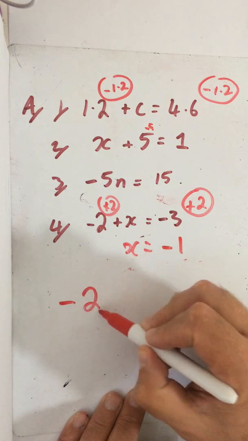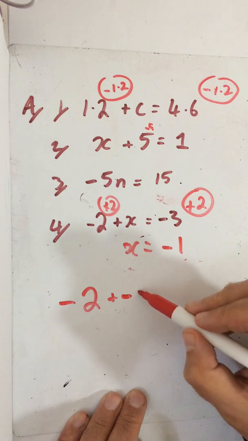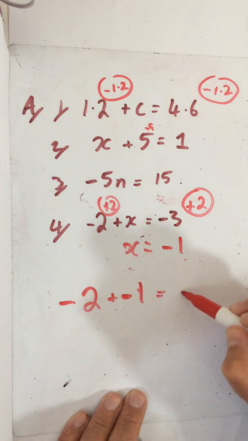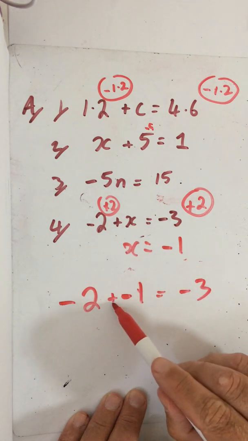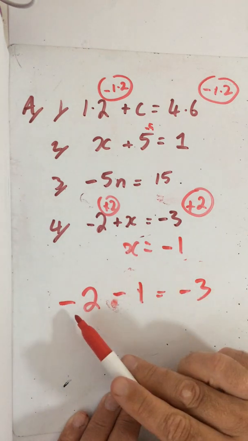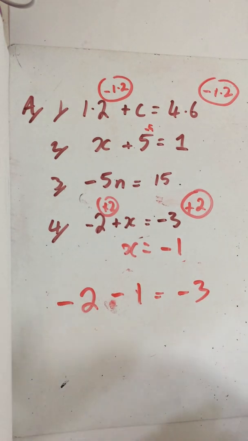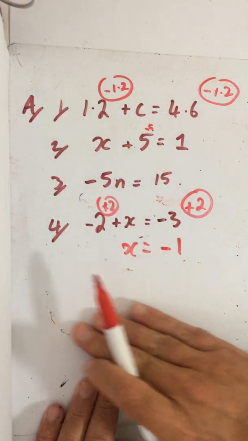Let's look at our question. If we had minus 2 plus minus 1, you get minus 3, because a positive and a negative becomes a negative. So it's minus 2, take away 1, is minus 3, so that is correct. The answer, x is minus 1.